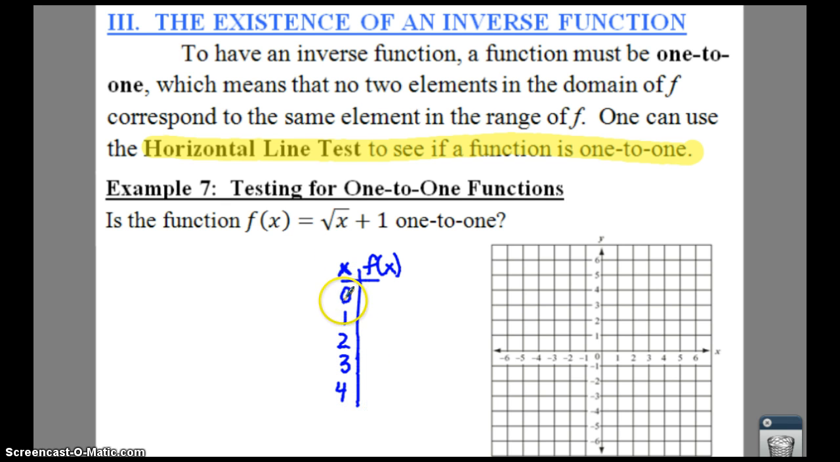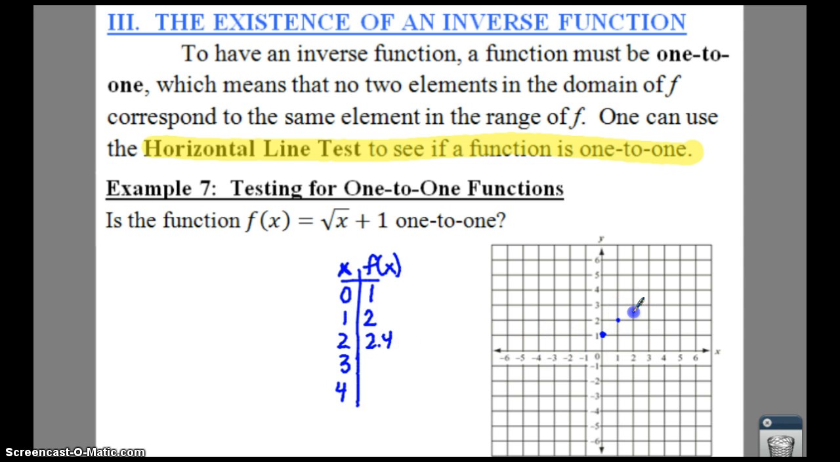So square root of 0 is 0. 0 plus 1 is 1. So you start at 0, 1. And then you plug a 1 in. Square root of 1 is 1. 1 plus 1 is 2. So you go to the right 1, up 2. Plug a 2 in. The square root of 2 is about 1.4. 1.4 plus 1 is 2.4.